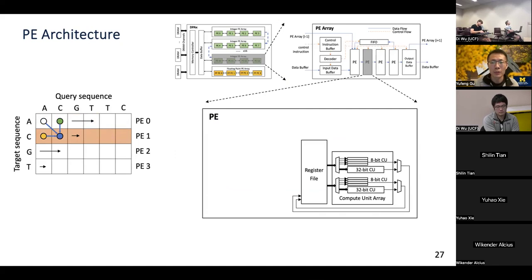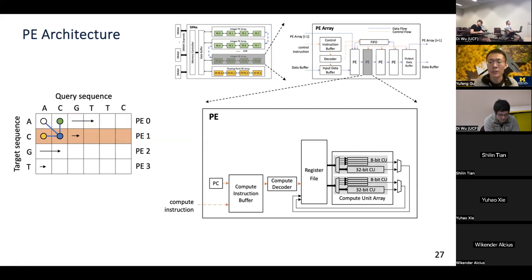On the left table, the cells in each row are mapped to a single processing unit. The objective function is converted to the compute instruction. The compute instruction is executed on the compute unit array. There are 8-bit and 32-bit compute units. So we designed a SIMD architecture to support the different precision requirements of different algorithms.